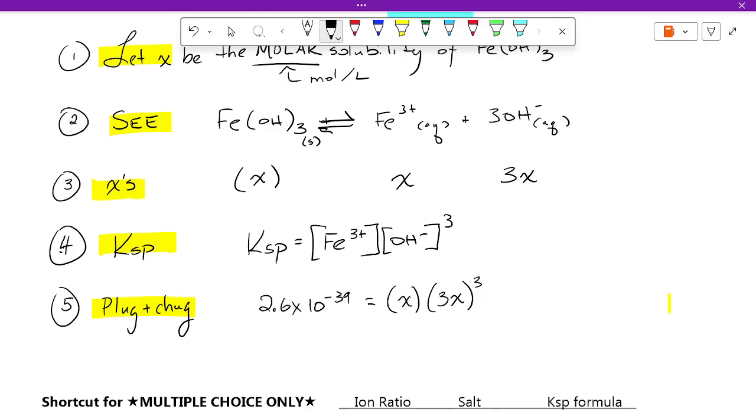Now, don't do like I usually do and go, oh, 3 cubed is 9, because it's not. I do that all the time, and it's so irritating.